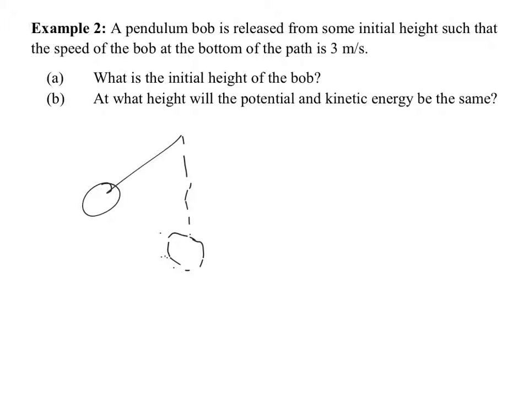So we're going to call this ground level. Always call ground level the bottom of the path of the pendulum. So at the bottom, what kind of energy does it have? Only kinetic. It's moving, but it's at ground level. At the top, what kind of energy does it have? It's not moving, so it's got no kinetic at the beginning. So, do you recognize more beautiful physics at work?